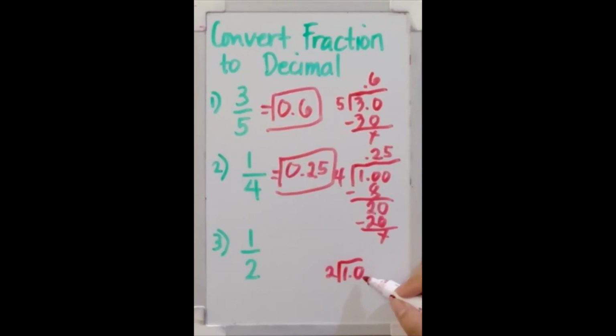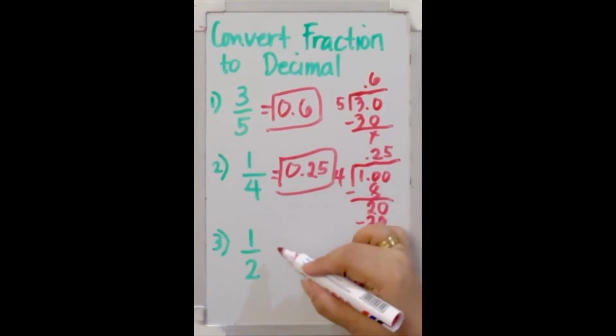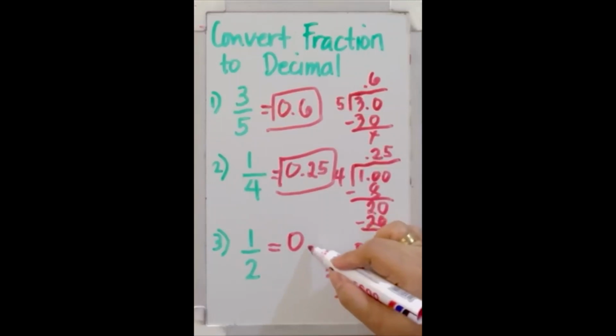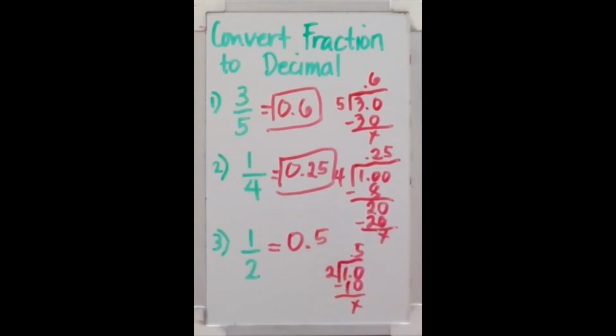For our last example, 1/2, we will divide 1 by 2. Again, we need to add 0. 10 divided by 2 is 5. So 5 times 2 is 10. 10 minus 10 is 0. So our answer for 1/2, 1/2 is equal to 0.5. The equivalent decimal for 1/2. So this is how we convert fraction to decimal numbers.